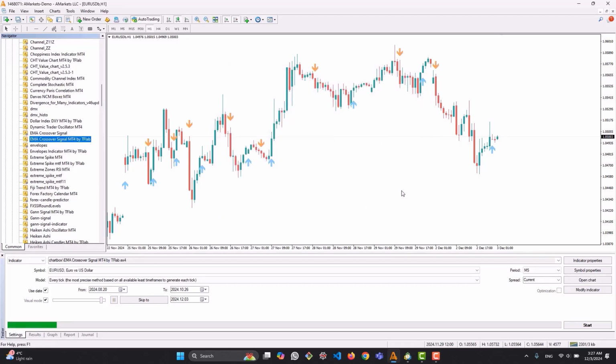This indicator provides us with entry signals for trades as well as exit signals from trades. These signals are based on the crossover of two exponential moving average lines, where we can set the periods of these moving averages in the input. Let's go over the settings of this indicator.